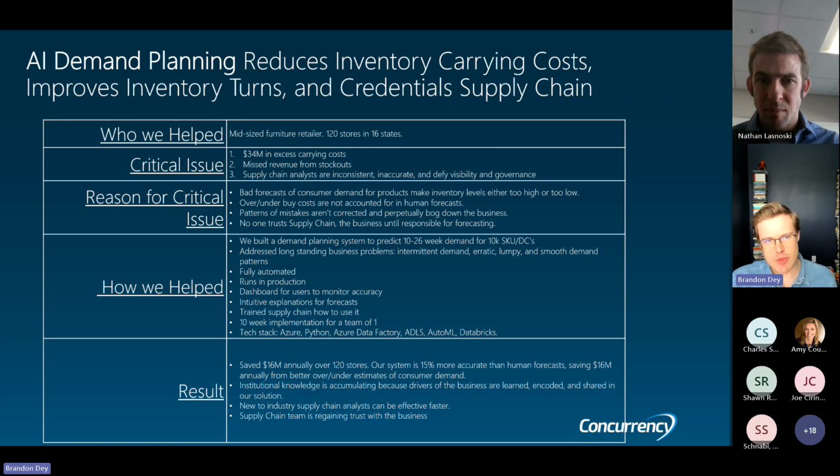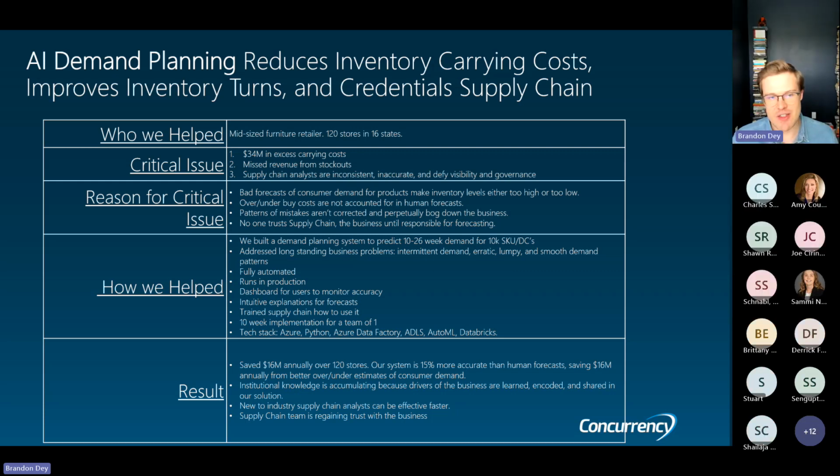Next use case, very similar, different industry. This was a furniture retailer, mid-size. They've got about 120 stores across 16 states. Very similar solution, and the problem sort of rhymes, but basically they were wasting money in excess carrying costs in their inventory. So they're essentially buying too many couches or too many beds or chairs that they're trying to sell, and now you've got all this money locked up on the balance sheet.